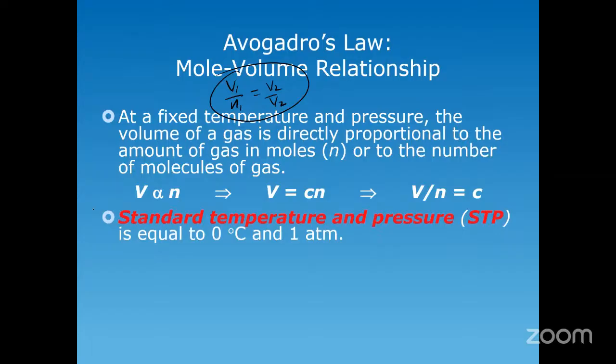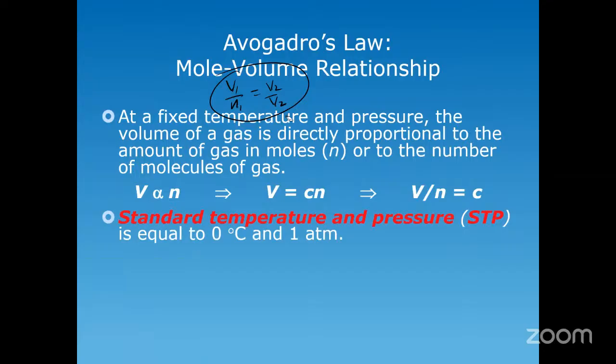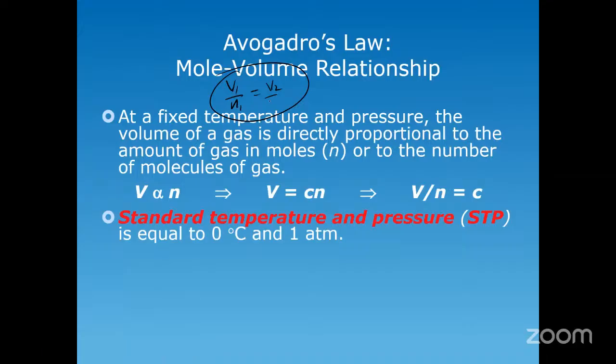Oh, I made a mistake here. It should be N2. All right. This here should be N2. All right. Again, there are some things that have to hold constant, namely, in this case, temperature and pressure must be constant, right? In order for this law to work.